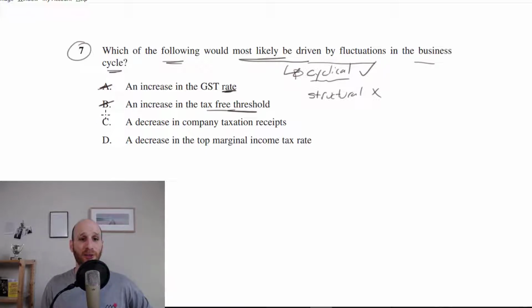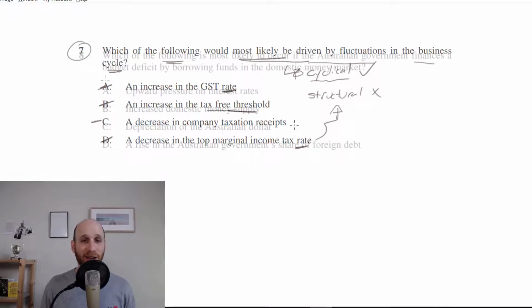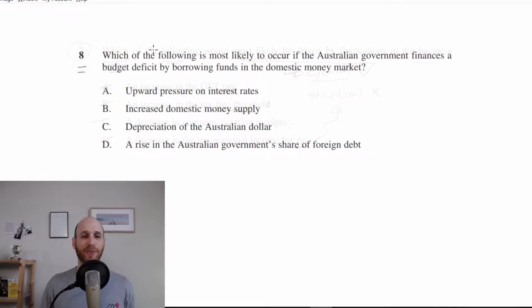A decrease in company tax receipts, well, that looks good because we know that when the economy is slowing down, businesses are making less revenue, recording lower profits, so therefore paying less tax. A decrease in the marginal tax rate, again, because it's rate, that is set by government. That is structural.